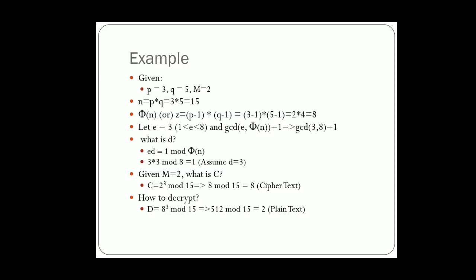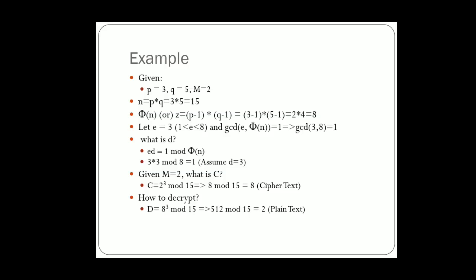In the first step, we have to calculate the value of n by using the formula p into q. Already we have p equals 3 and q equals 5. So, p into q means 3 into 5. So, we obtain the value of n is 15. In the next step, we have to calculate the phi of n or z value, using the formula (p minus 1) into (q minus 1). P minus 1 means 3 minus 1, that is 2. Q minus 1 means 5 minus 1, that is 4. So, 2 into 4, that is 8. So, the value of phi of n or z is 8. In the next step, we have to choose a random integer, that is e.